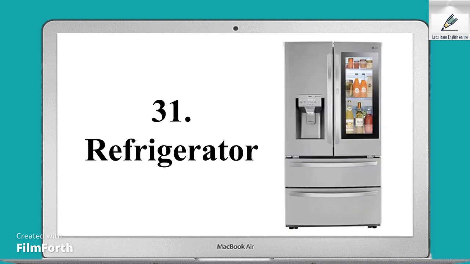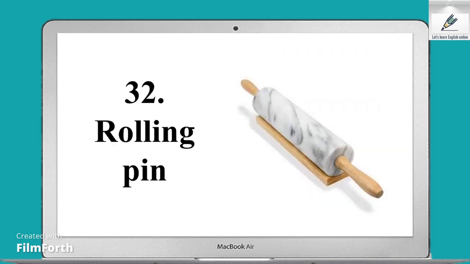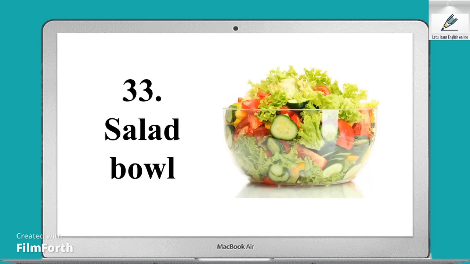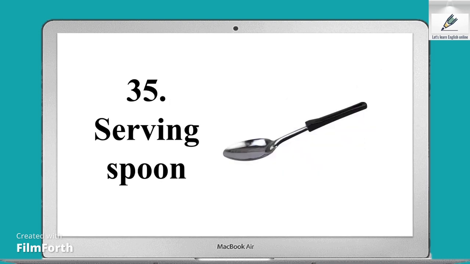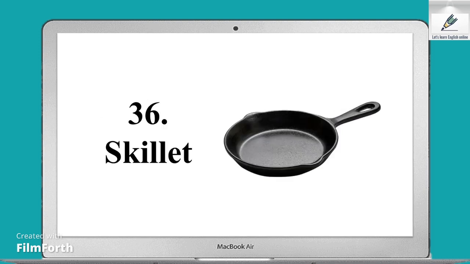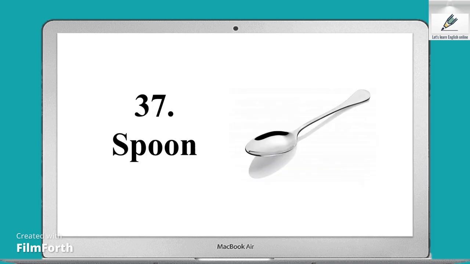31st word is refrigerator. 32nd word is rolling pin. 33rd word is salad bowl. 34th word is saucepan. 35th word is serving spoon. 36th word is skillet. 37th word is spoon.